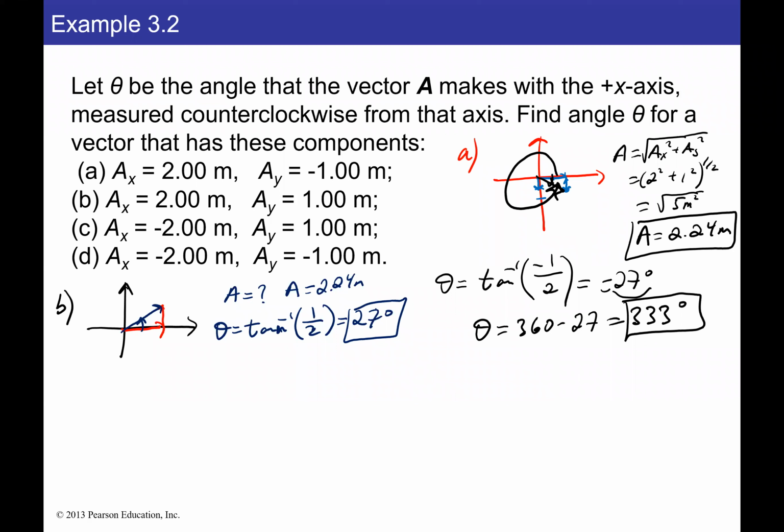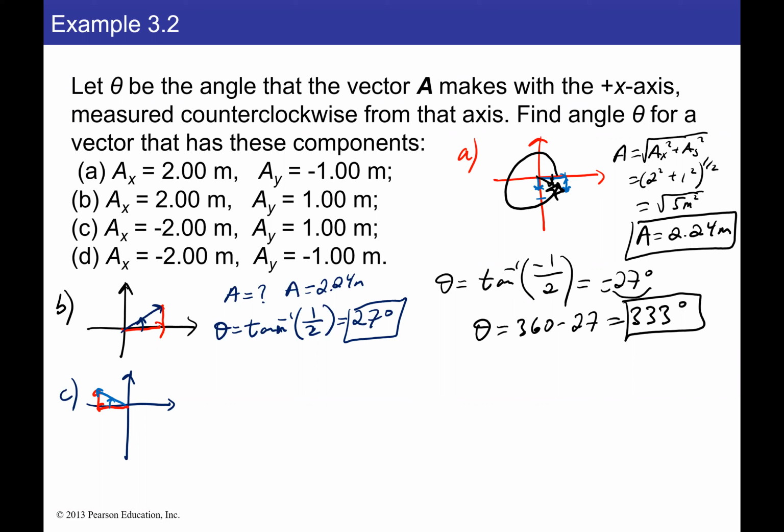Okay. How about for part C? For part C, I have this. I have -2 for x and +1 for y. So then my angle here is this guy, right there, because it's a second quadrant vector. So magnitude is still going to be the same, because x and y components are the same.